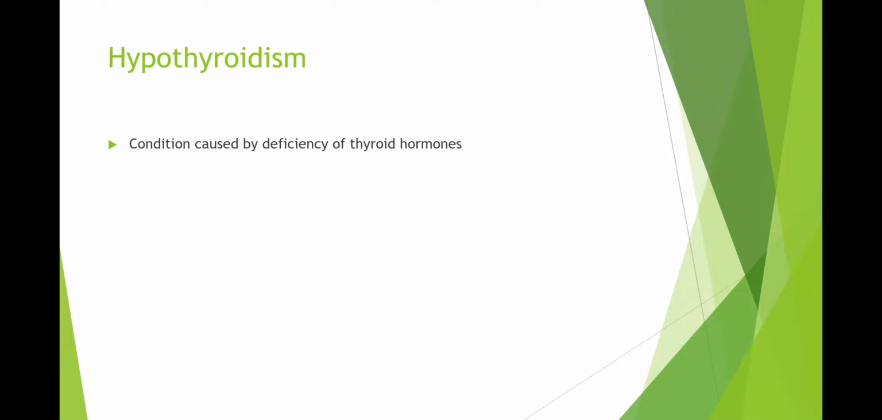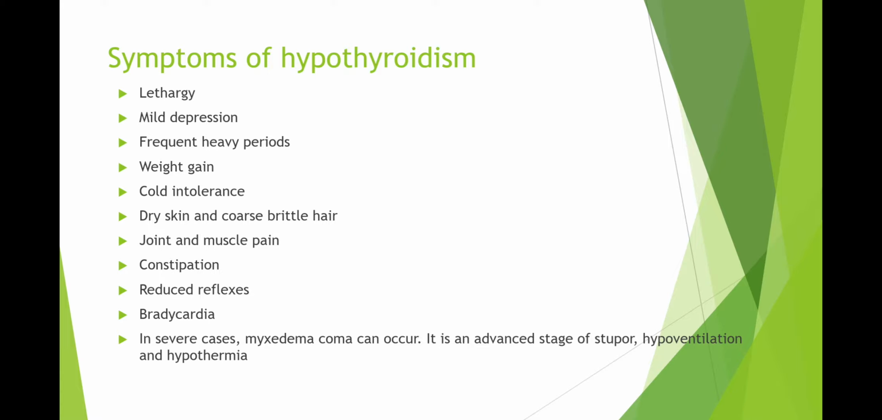Next, we will learn about hypothyroidism. It is a condition caused by deficiency of thyroid hormones. The symptoms of hypothyroidism are lethargy, mild depression, frequent heavy periods, weight gain, cold intolerance, dry skin and coarse brittle hair, joint and muscle pain, constipation, reduced reflexes, bradycardia. In severe cases, myxedema coma can occur. It is an advanced stage of stupor, hypoventilation and hypothermia.